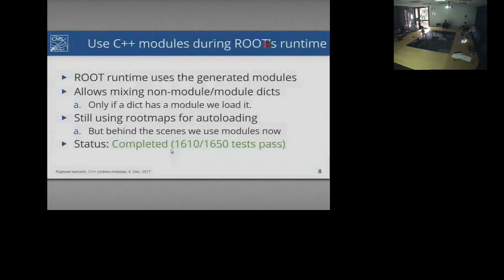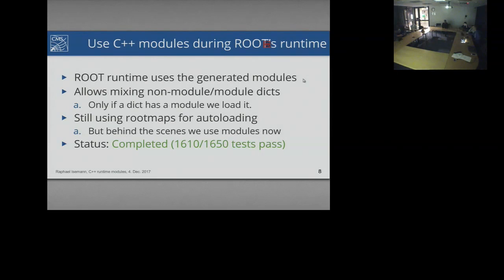Yeah, so the third step is we want to use C++ modules during ROOT's runtime. So we actually want, if we start up ROOT, we don't want to parse headers anymore. We actually want to say, if you, for example, include, or if you load a dictionary, don't parse the headers that are in the dictionary or needed for the dictionary. Just attach the C++ module and load from there if you need any code for this module.